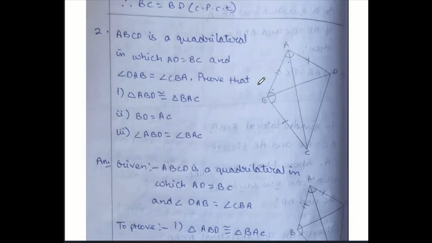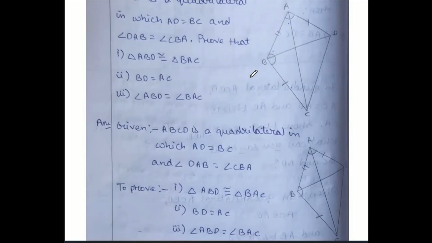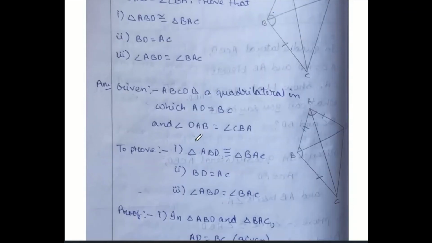Now, the question has already given the materials to prove. Everything is available, even the diagram is given in the question itself. So let us go for given. ABCD is a quadrilateral in which AD equals BC and angle DAB is equal to angle CBA. That is the given material which is available in the question itself. The diagram should be drawn with corners A, B, C, D.